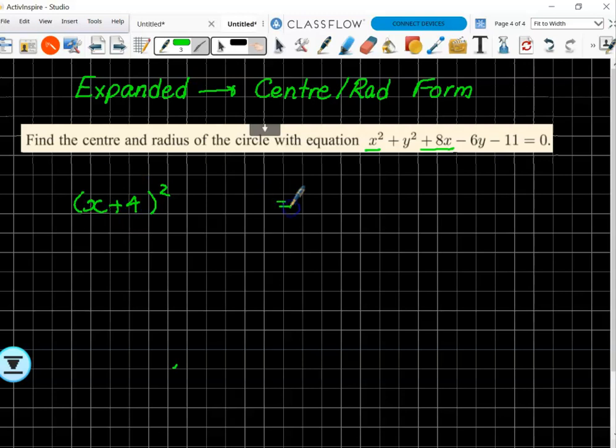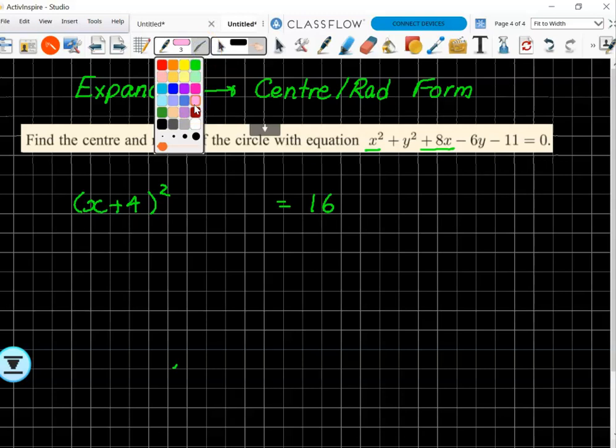When I expand this, I get the x squared. I get the 8x. What else do I get when I expand this? 16, yes, 4 squared is 16. So I've added 16 to this side. So what can I do? I could take away 16. Why don't I just add 16 to the other side? Now we have to deal with the y's.